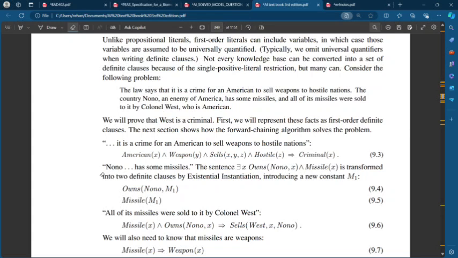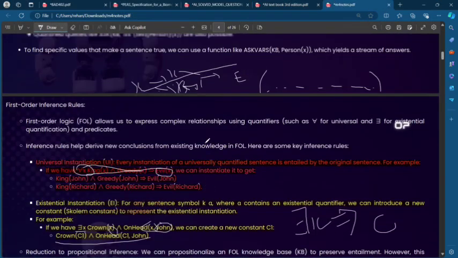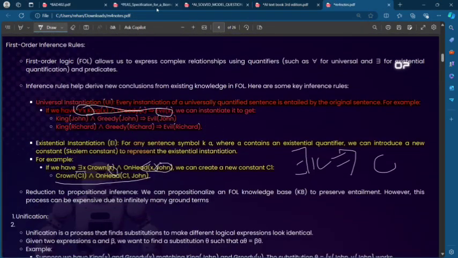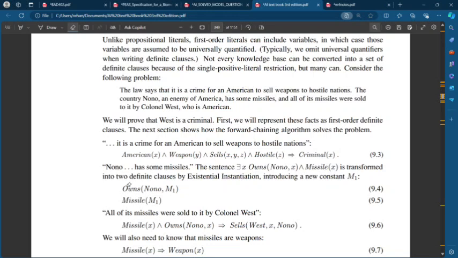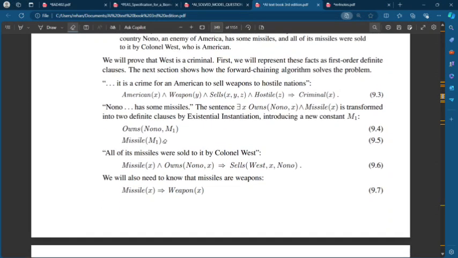We saw this topic, where I explained existential instantiation. That's what is happening here. So instead of writing there exists x, that part gets hidden, and we have owns Nono comma M1, and missile M1. All of its missiles were sold to it by Colonel West. This thing is a name, a complete name.